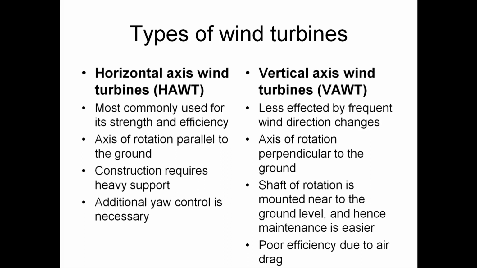In the case of VAWT, that is vertical axis wind turbines, the maintenance is very easy because the shaft and the various components like generator and gearbox, the entire nacelle, are mounted near the ground level, so you need not climb up a very tall tower to maintain the components. But the efficiency when compared to HAWT is poorer for vertical axis turbines because of air drag at the ground level.